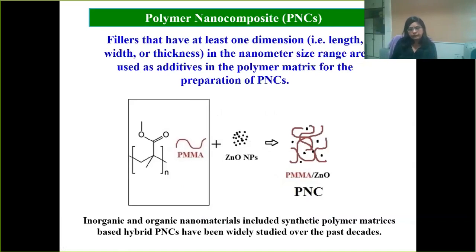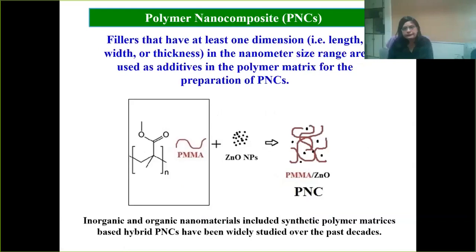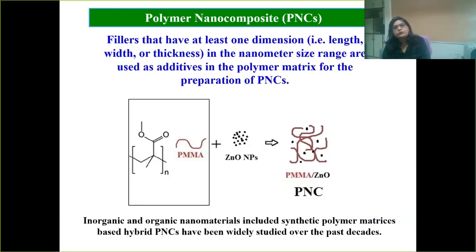In polymer nanocomposites, fillers have at least one dimension, which may be length, width, or thickness, in the nanometer size range. These are used as additives in the polymer matrix so that the basic properties of the polymer matrix can be altered according to our requirements and the application of the PNC, so that we can use it in different things. I have worked on several polymers, so here I am giving one example of polymethyl methacrylate.